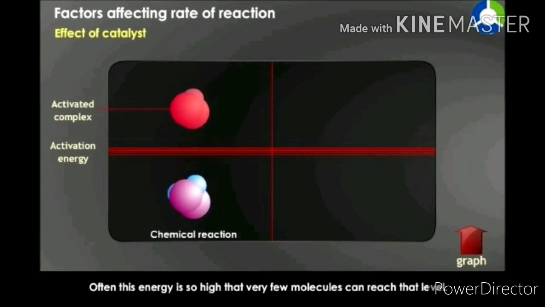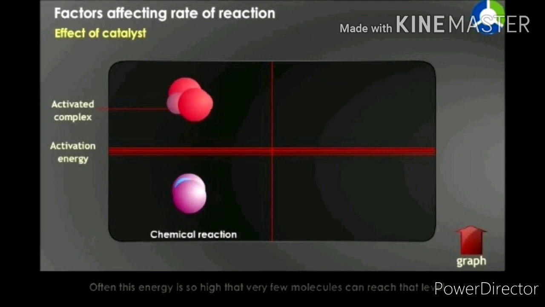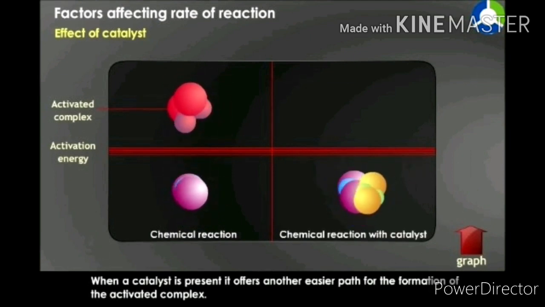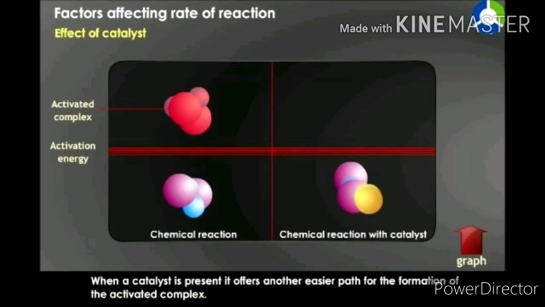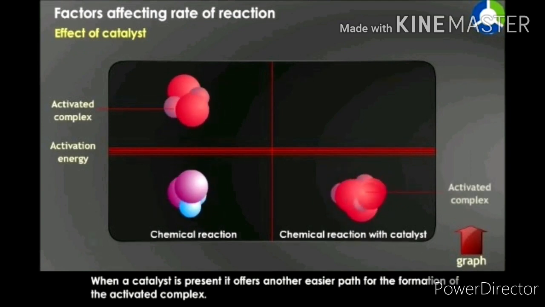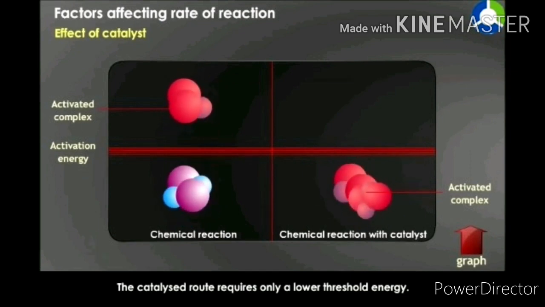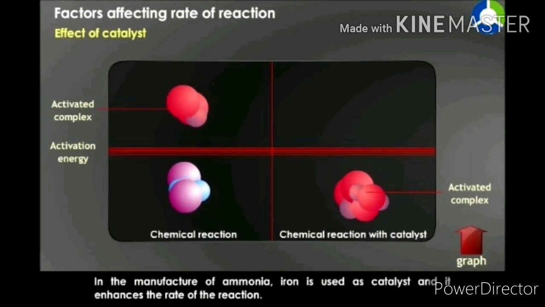So I hope you have understood the effect of different factors on the rate of a chemical reaction. So your assignment for today is state the factors that affect the rate of a chemical reaction. I repeat, state the different factors that affect the rate of a chemical reaction.